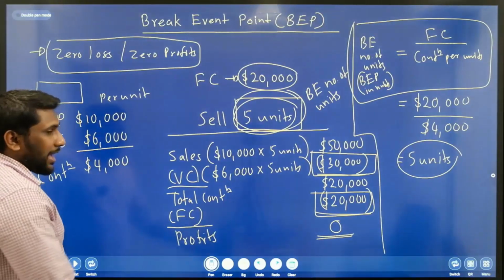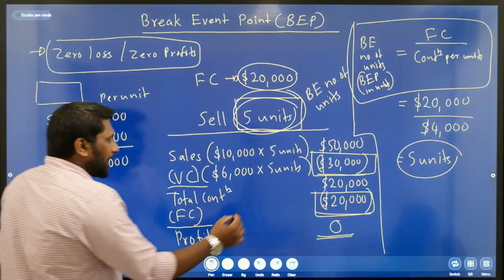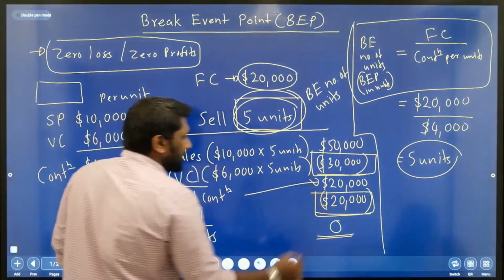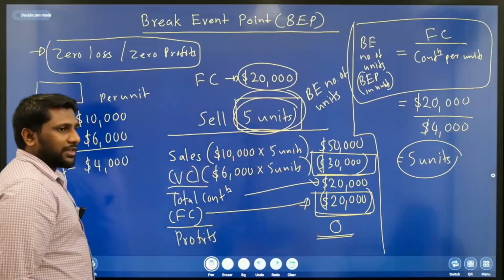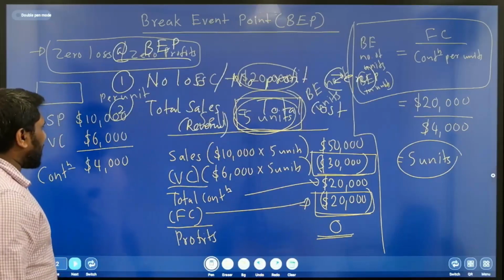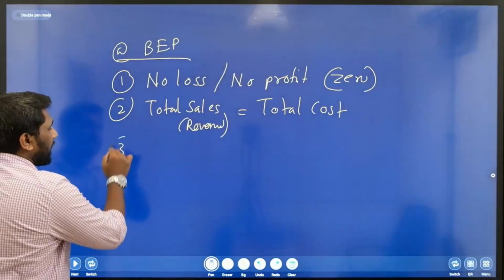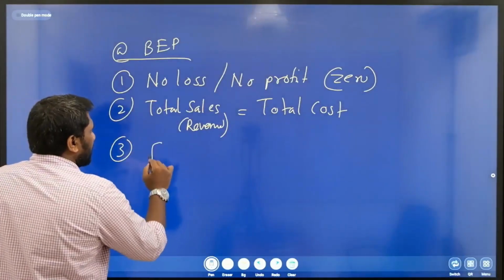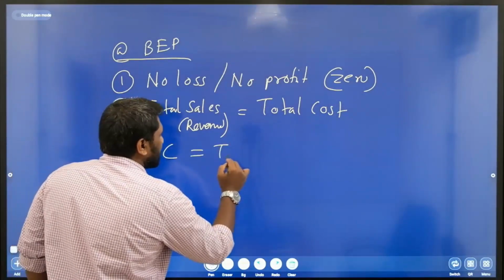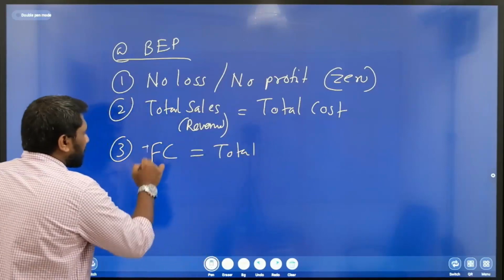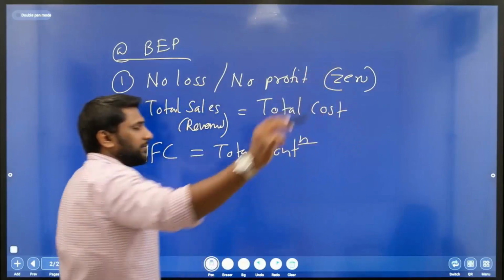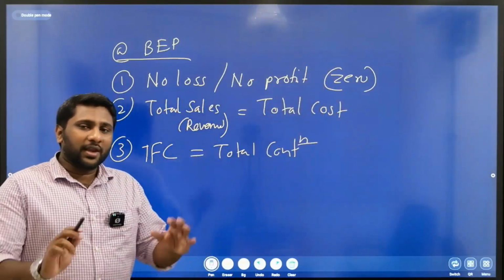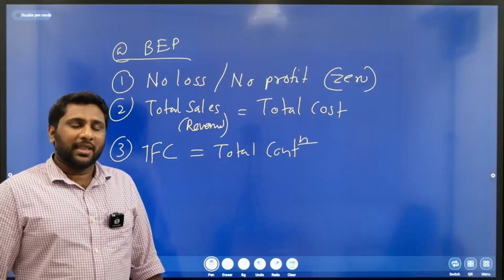Next one. At the break-even point, look at the total contribution. How much is that? 20,000. Look at the total fixed cost. How much is that? 20,000. So the next learning that you can get at break-even point is that the total fixed cost equals the total contribution. So I hope you got a very good understanding about the break-even point.